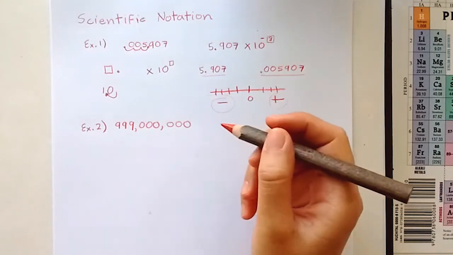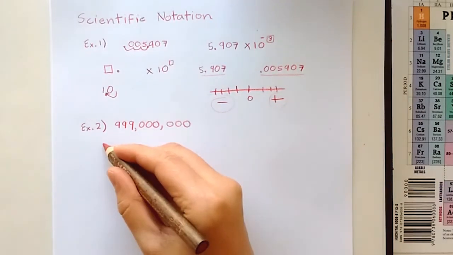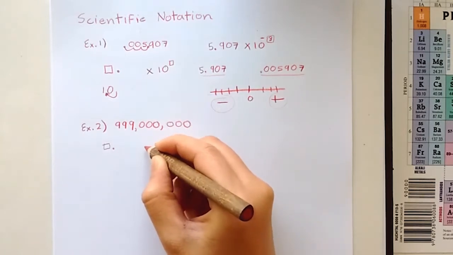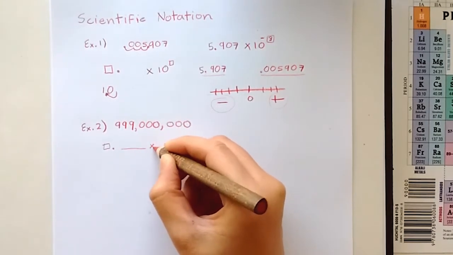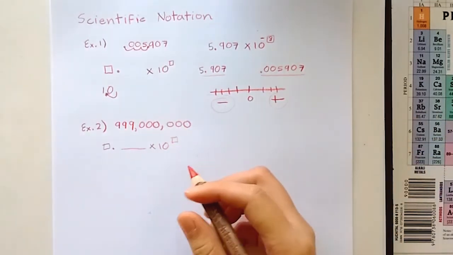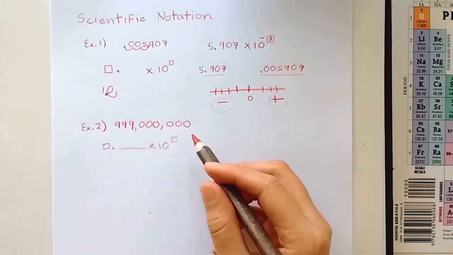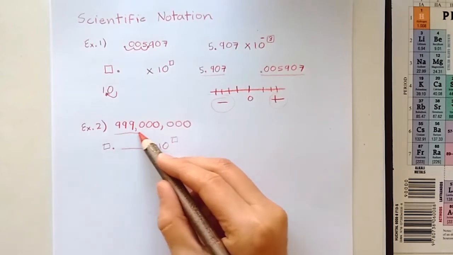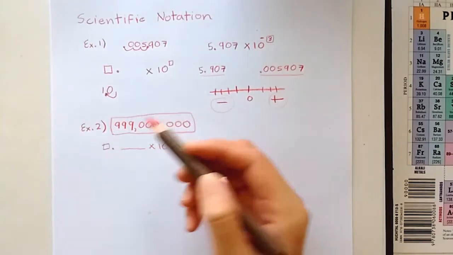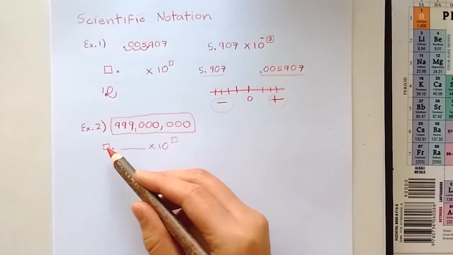Like I said, we need to have one number here in front of the decimal point, some numbers here, and an exponent with its sign here. The original number here is this. Now we know we can only have one number here.